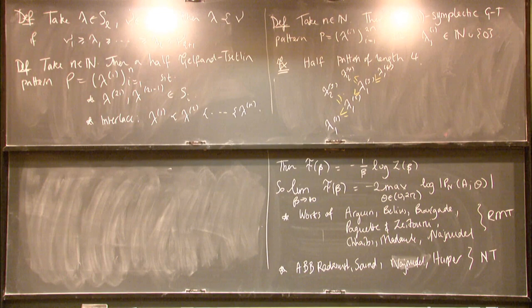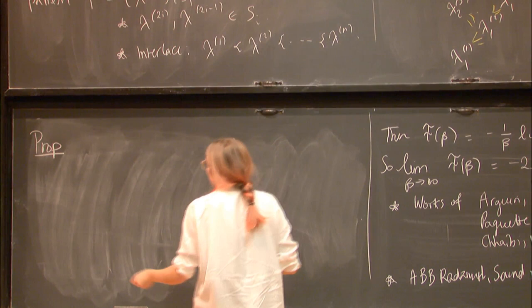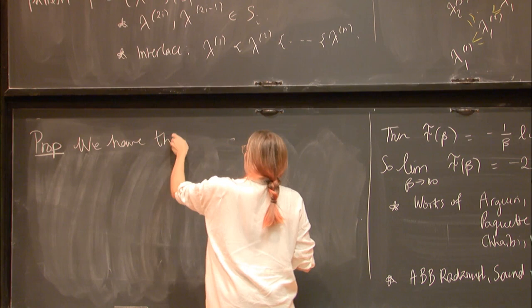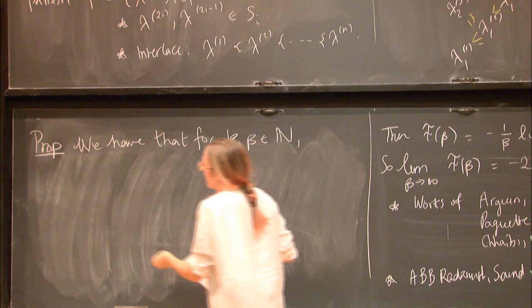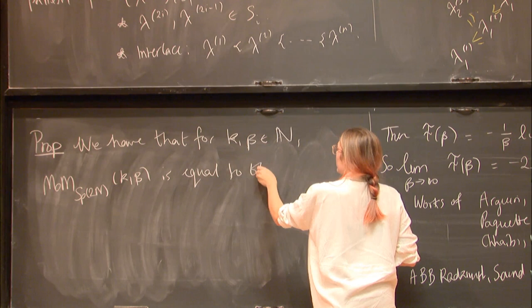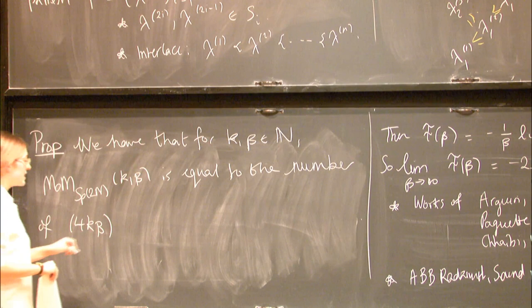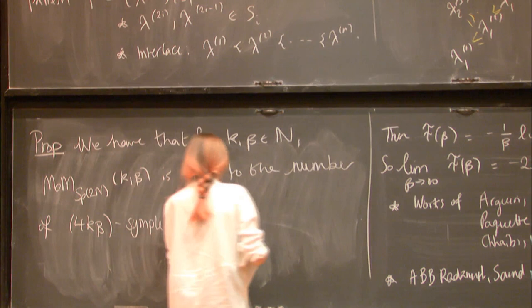So we have the following proposition that we prove. Again, I'll just state it for symplectic, but we have an alternative one for orthogonal. So for integer moments, our moment of moments, symplectic, is equal to the number of Gelfand-Tsetlin symplectic patterns with 4 times k times beta rows, with 2 constraints.